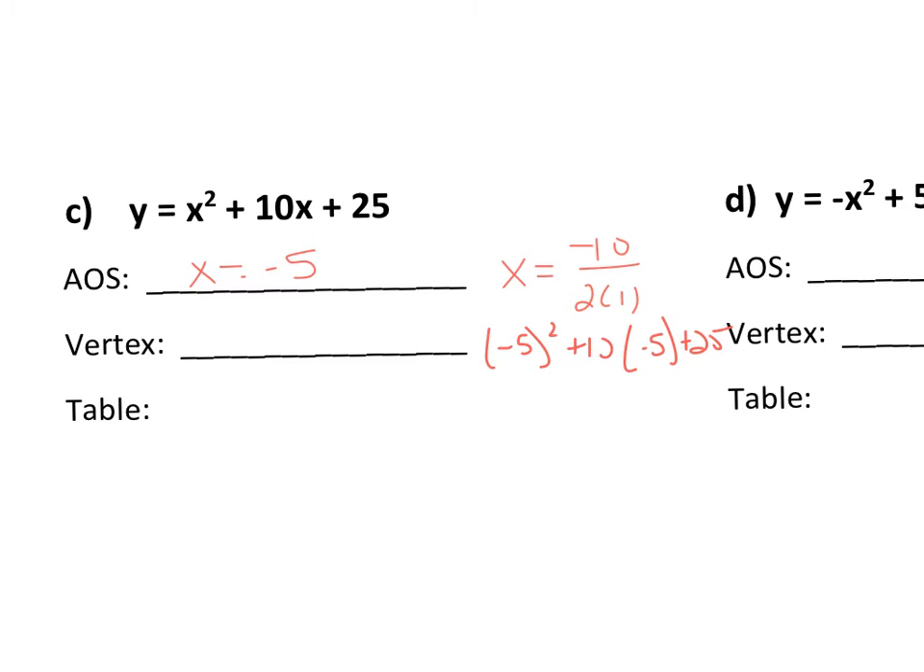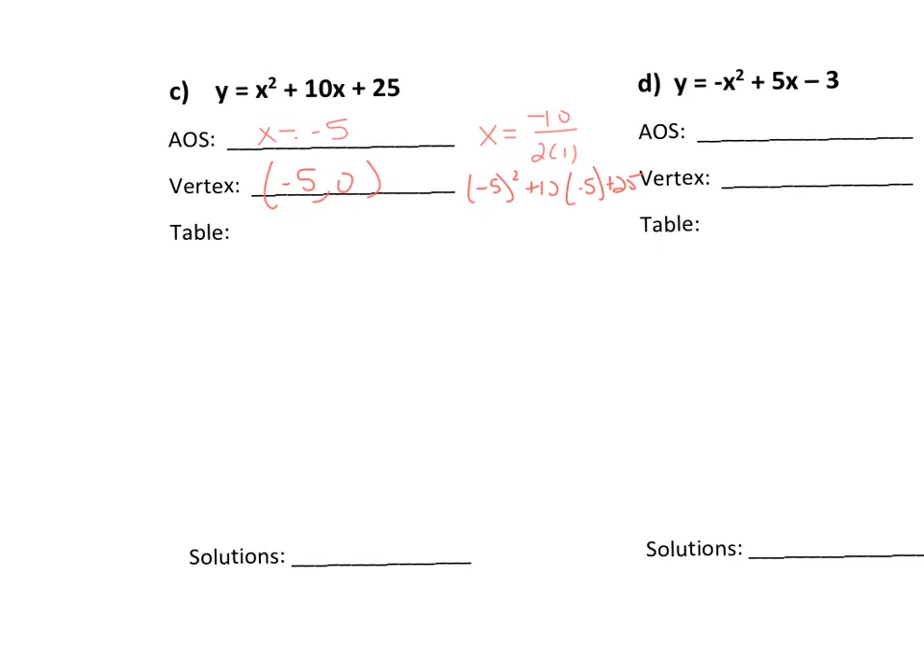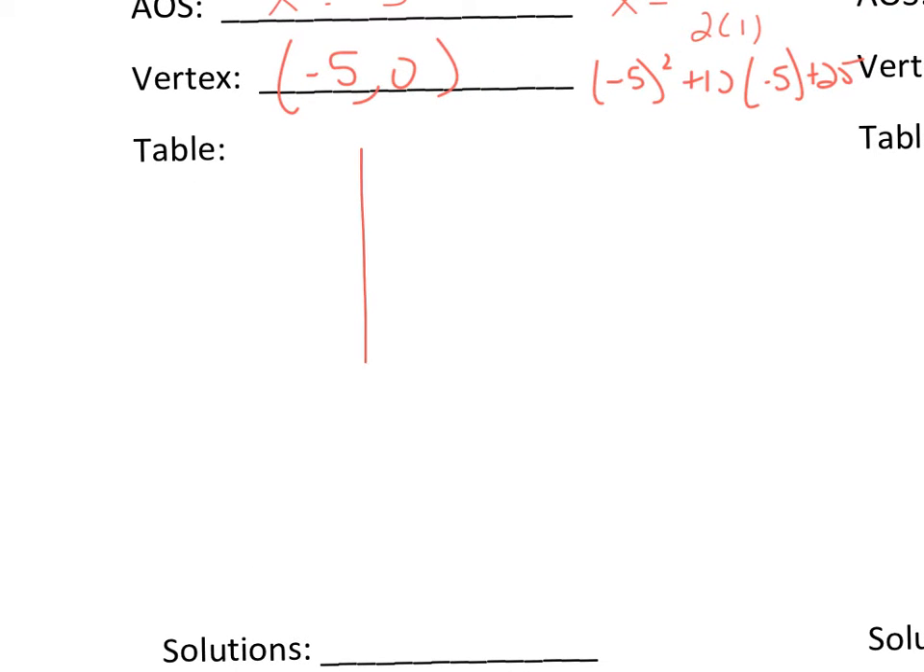Okay, so now let's undo that. And I ended up with 0. All right, so my coordinate point should be -5, 0. Okay, so let's go ahead and make our table now.